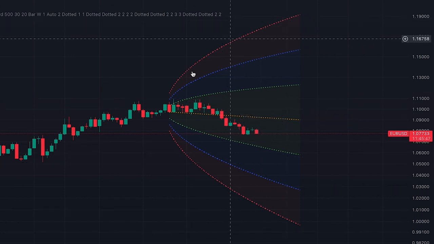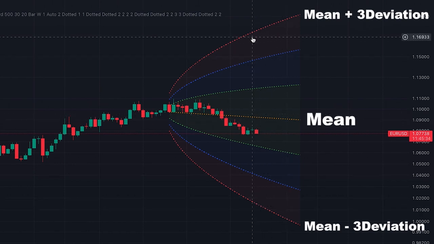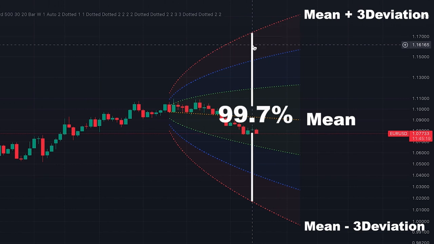And the third cone, which is in red color, is actually 3 deviations from the mean, and it's proven statistically that 99.7% of the price movement stays inside this third deviation cone. So if the price goes outside this red cone, there is 99.7% probability to have a reversal.